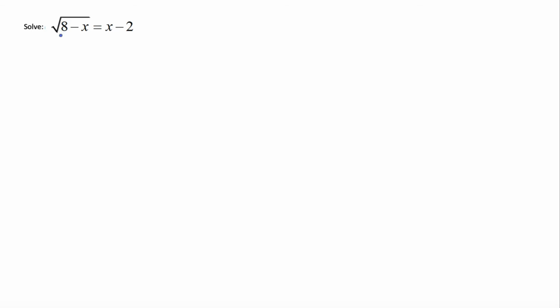All right, so here we want to solve this radical equation. We have radical 8 minus x equals x minus 2. So just a quick look here, there's only one radical in this problem, and it's isolated already. So that's good. Then what we want to do is square both sides.